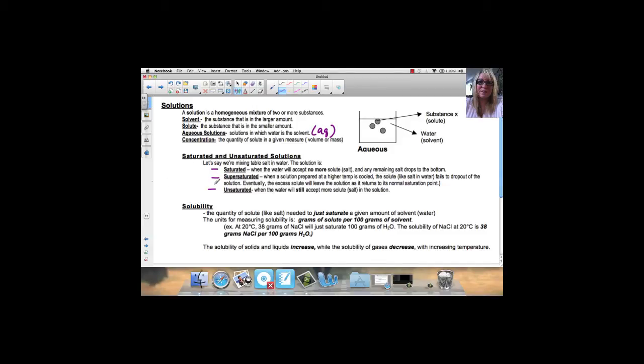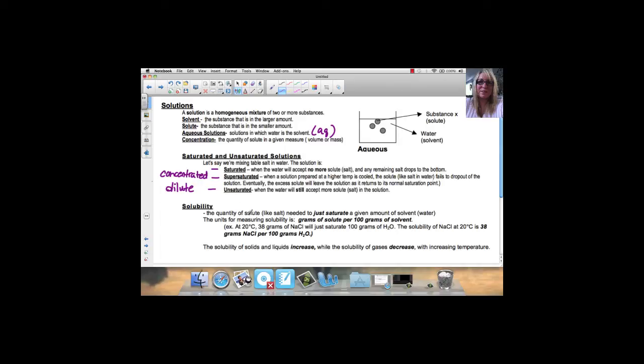There are a couple of terms that go with these. If I have an unsaturated solution, meaning it can hold more solute, it's often referred to as dilute. If something is dilute, it can hold more solute. If something is supersaturated, it's often referred to as concentrated. It can't hold any more.